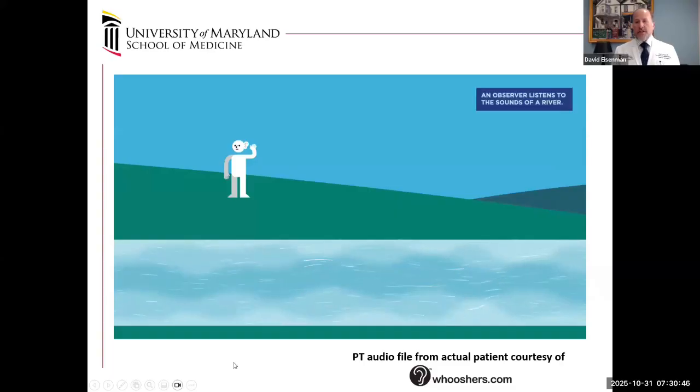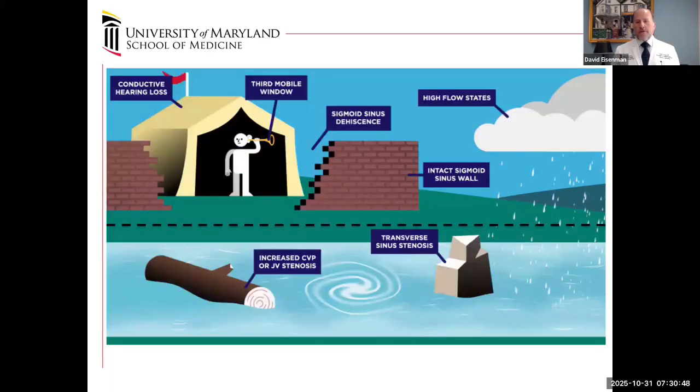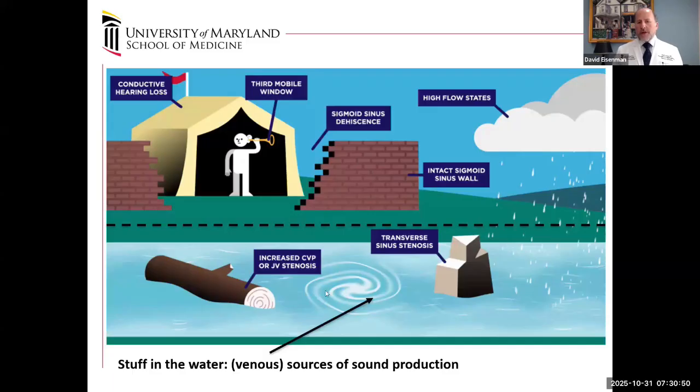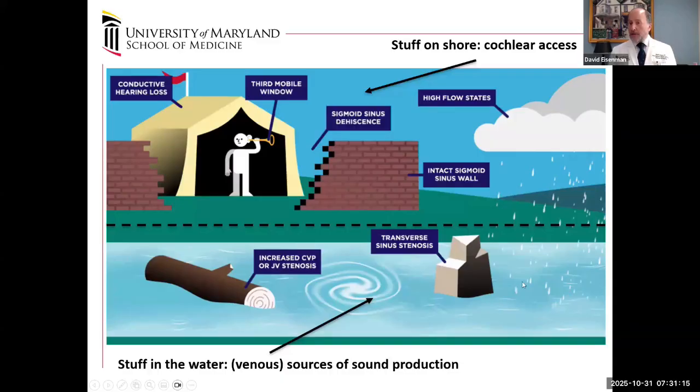So if we look at this diagram, this model, you can divide it into two parts. You have the stuff in the water. Those are the sources of sound production. These are venous side. If you think of arterial side, you have carotid stenosis, fibromuscular dysplasia, whatever. And then you have the stuff up on the shore. These are the things that are letting you hear it. These are what are giving you cochlear access. The stuff in the cloud, which ultimately goes into the river, you're not going to image. Those are things that have to be evaluated separately.